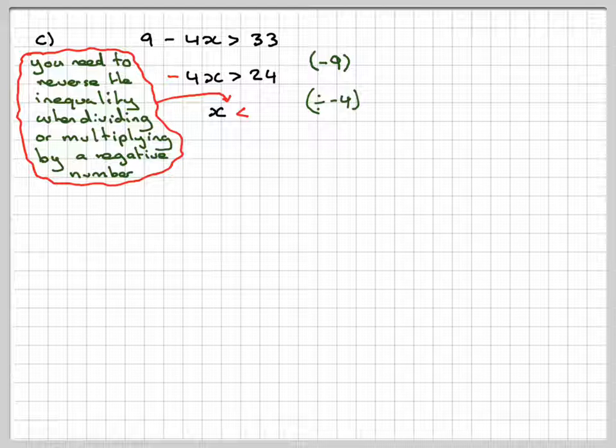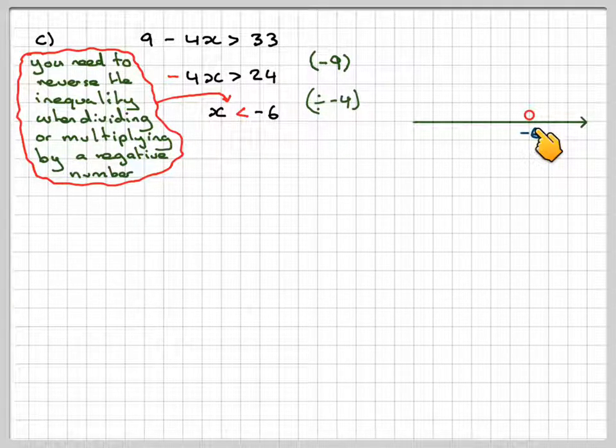So we've got x is less than minus 6, 24 divided by minus 4. On a number line, we mark on minus 6, and open because it's not equal to, and because it's less than, we'll shade this side, so the arrow goes that way.